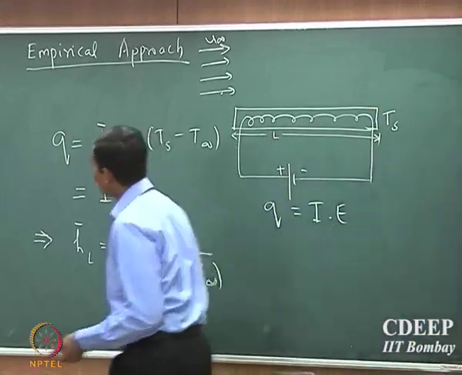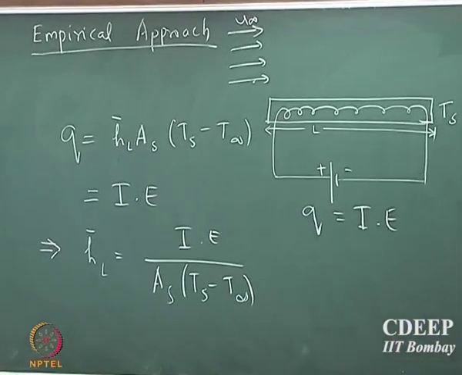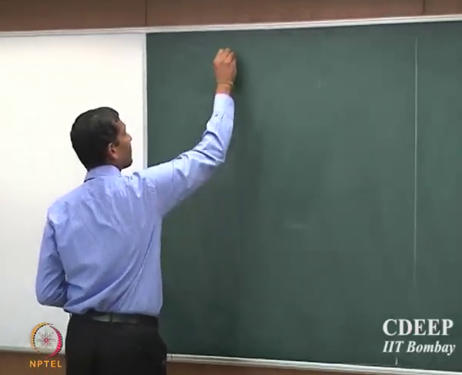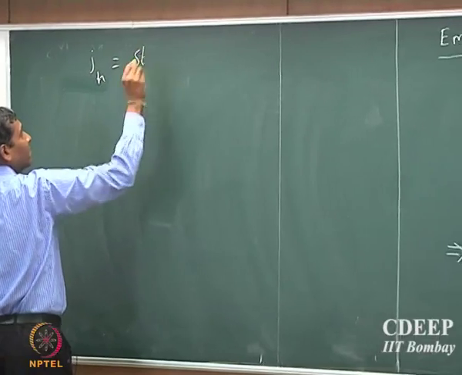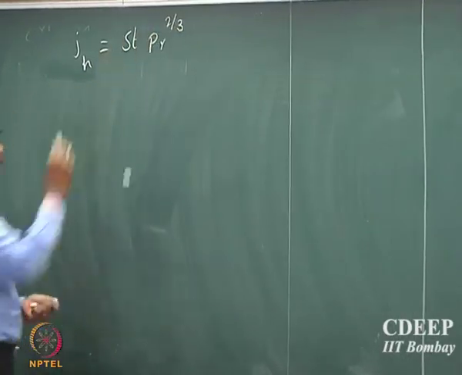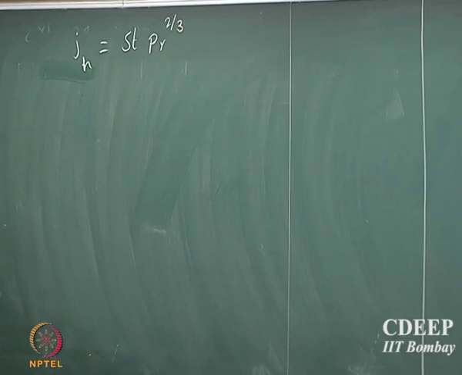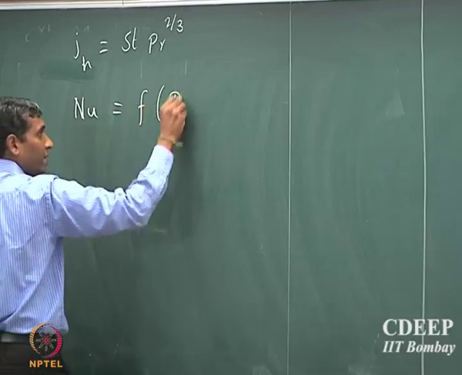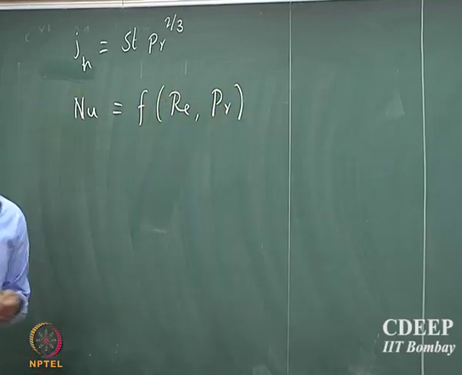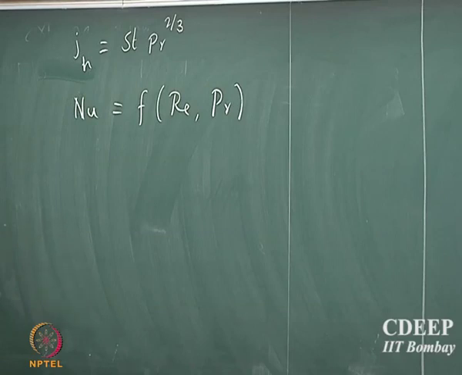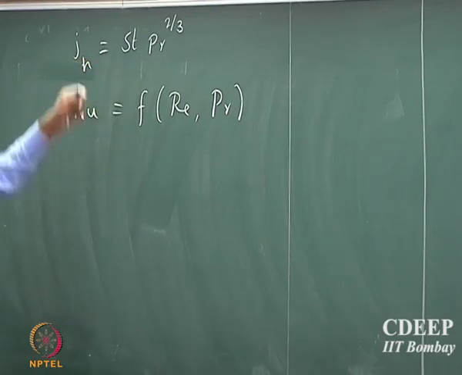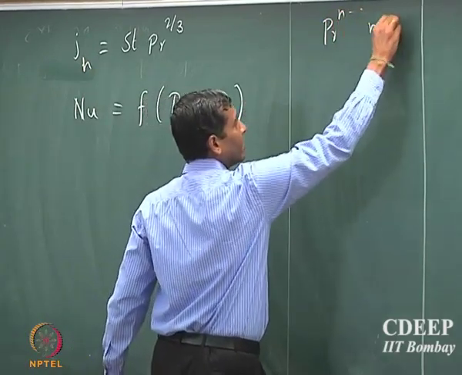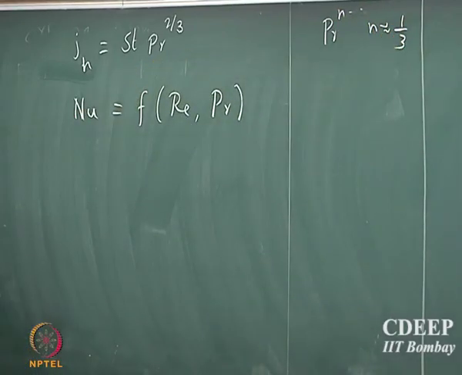Now, we said that the functional form in the Chilton-Colburn analogy, we said the JH factor is Stanton number multiplied by Prandtl number to the power of 2 by 3, right. So, from here one could guess that the Nusselt number should be a function of Reynolds number and Prandtl number, okay. So, of course, one could guess that the exponent that you will get is Pr to the power of n, right. So, that exponent should actually be 1 by 3, we could guess from this Chilton-Colburn analogy.